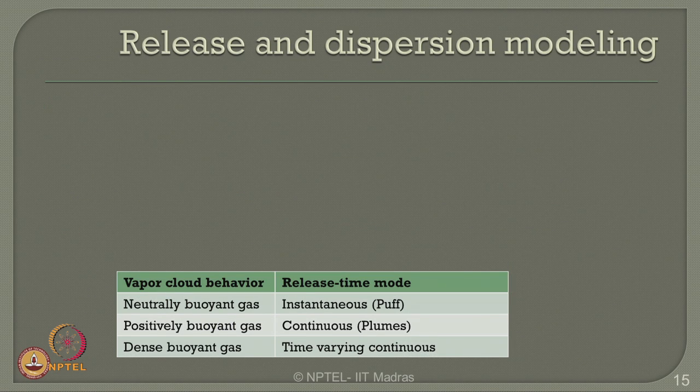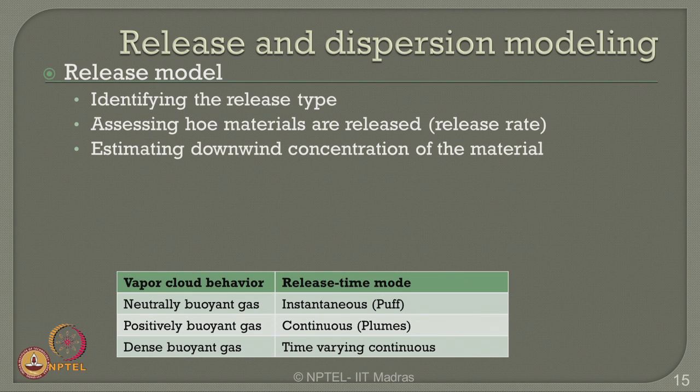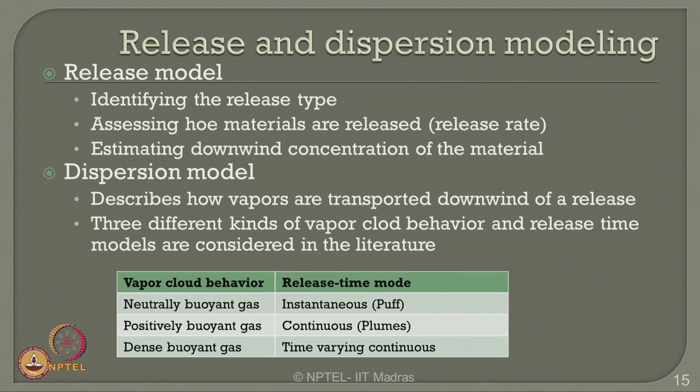Let us quickly revisit some of the basic concepts again on release and dispersion models. A release model essentially demands that you identify the release type. It can assess how materials are released in terms of release rate. It can estimate the downwind concentration of the material. However, the dispersion models essentially focus on how vapors are transported downwind of a release.